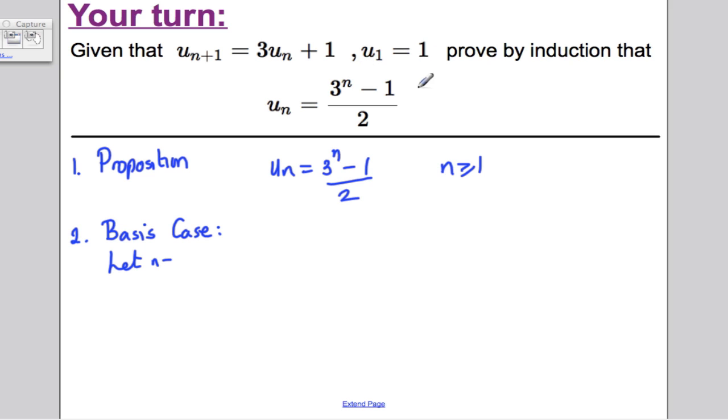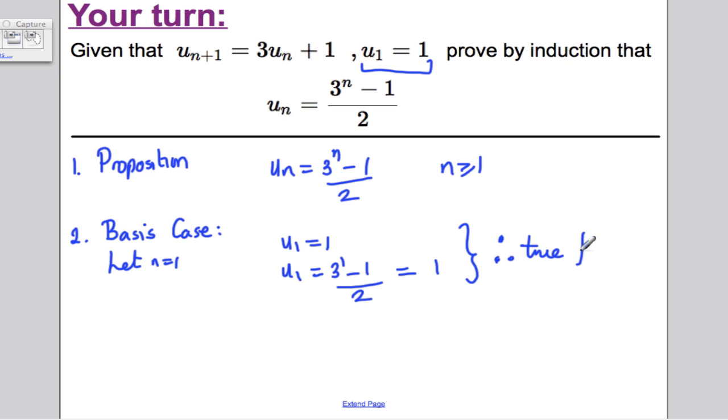We know on the one hand that u1 is equal to 1, but on the other hand u1 is 3 to the power of 1 minus 1 over 2, which again is 1. So we know that it's true in the case n is 1, so we can write therefore true for n equal 1.